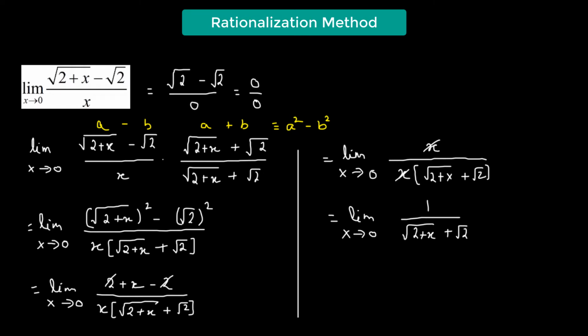Now we do the final substitution. So we have 1 over square root of 2 plus 0, which will be simply square root of 2. So we have square root of 2 plus square root of 2, which will be equal to 1 over 2 root 2. If we rationalize it, that will be equal to root 2 over 4. So this is the limiting value of the given function when x approaches 0.